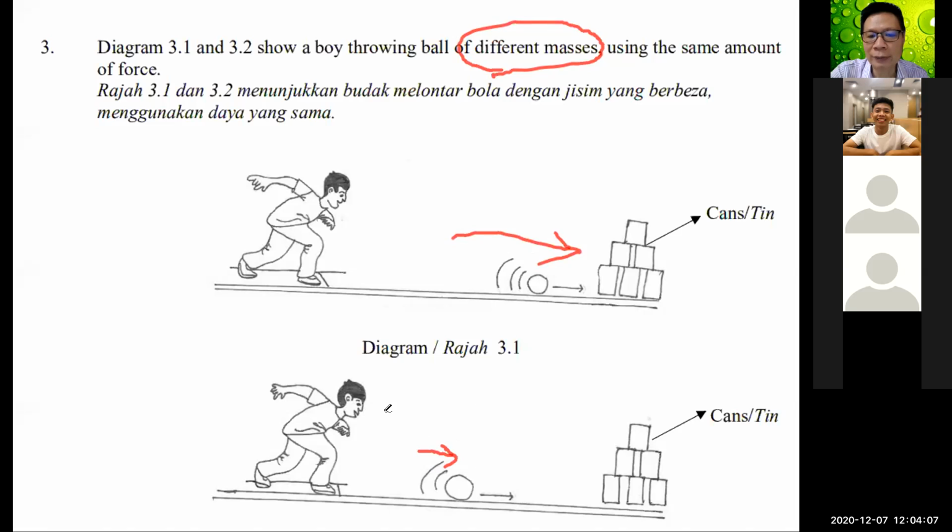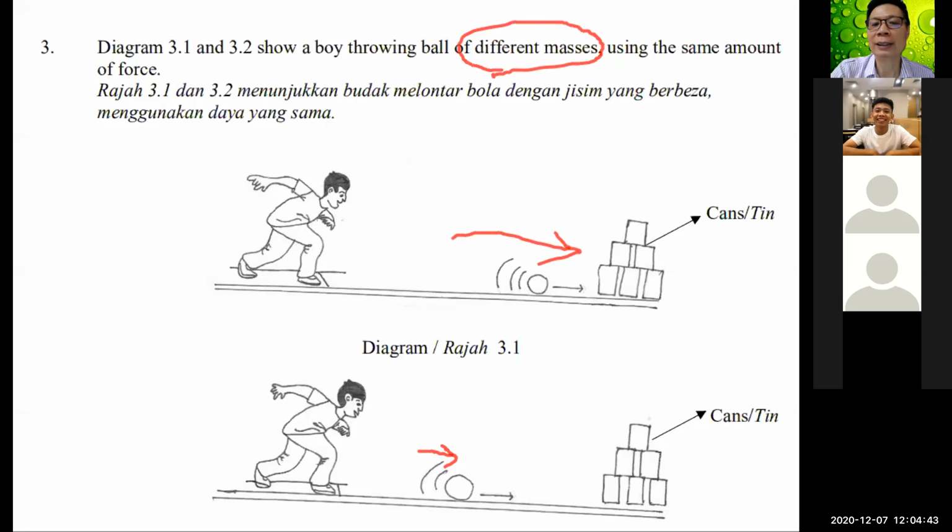This experiment is related to what? What relationship? Acceleration. A relationship must have two variables, it cannot be one. So what are the two variables here? One is definitely speed or acceleration, because this one goes fast, this one goes slow, right?